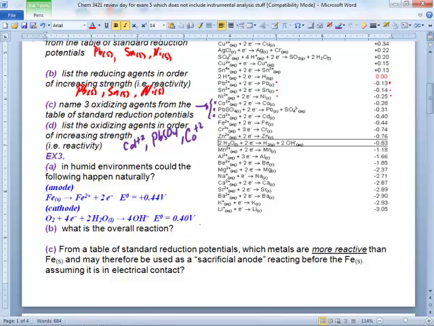Oh, that electron's over there? Oh, shoot. So we're fine. We don't have to do anything.